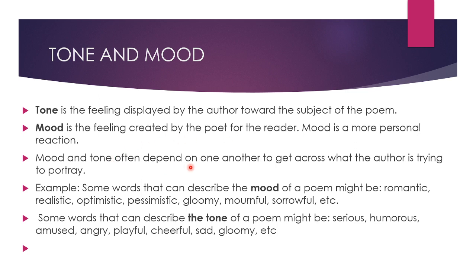Mood and tone often depend upon each other, and sometimes both of them are the same, because whatever feeling the poet is writing the poem with, the same feeling is projected inside the reader also, but sometimes they are different. So some examples for mood: the mood of the poem can be romantic, realistic, optimistic, pessimistic, gloomy, mournful, or sorrowful. And the tone of the poem can be serious, humorous, amused, angry, playful, cheerful, sad, or gloomy.